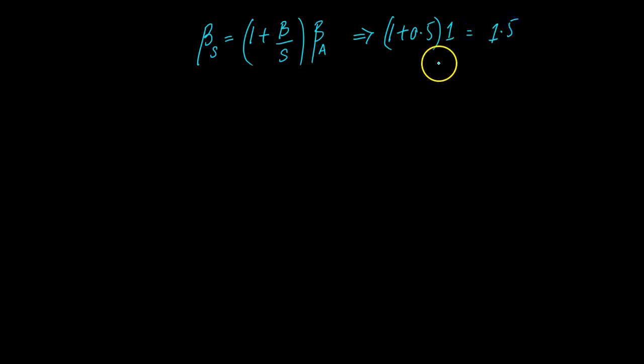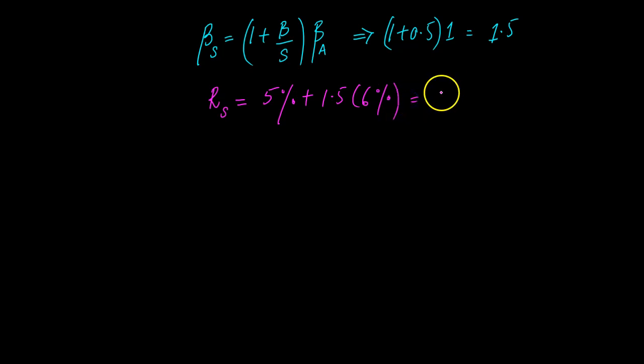And once you have that, you can plug this equity beta into CAPM and say the rate of return that equity holders are going to want is RS equals the risk-free rate, which is given in this example as 5%, plus the new beta of 1.5 for the equity holders times the market risk premium, which is 6%. If you do the math, this will come out to 14%. That's one way of doing it.